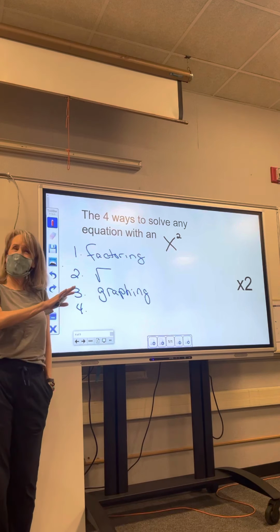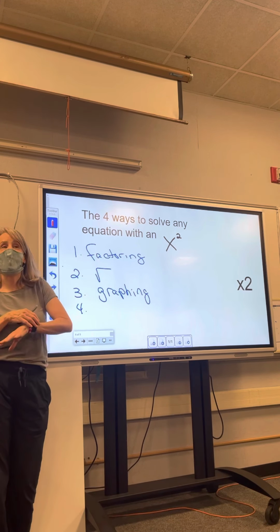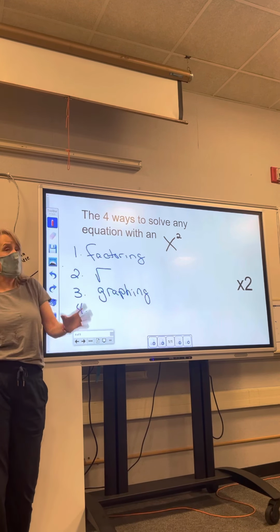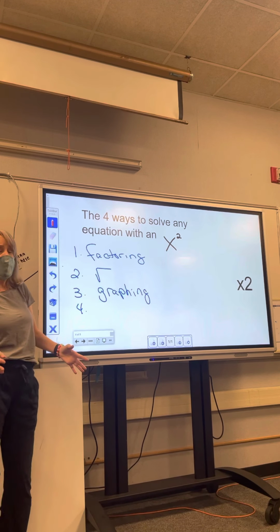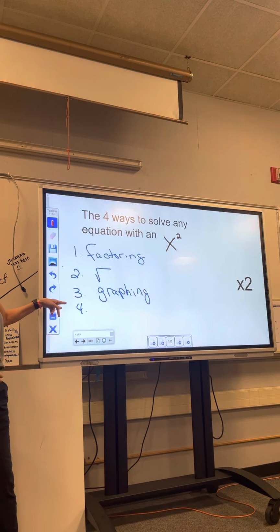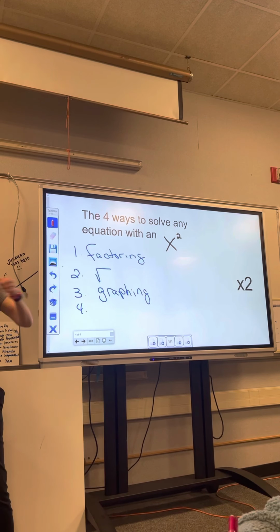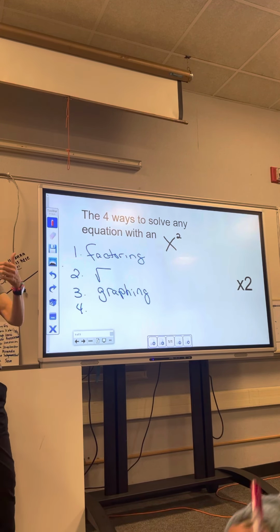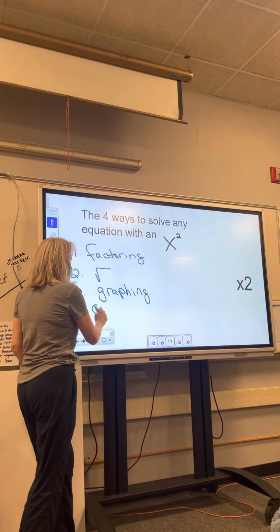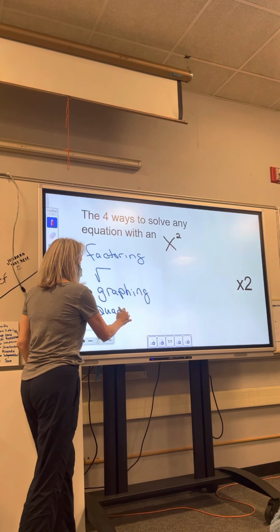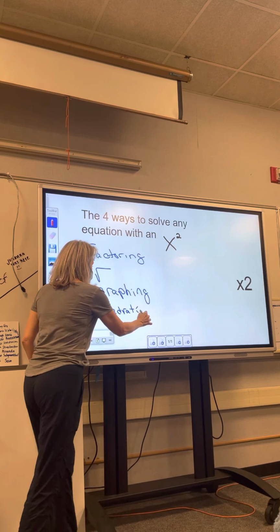The last way is the yuckiest way. We don't spend a ton of time on it, but the reason we have to learn it is it always works. I had one kid in one of my classes one year who said, can I just use method 4 for everything? And I thought, you are like a glutton for punishment, but you can. And it is our friend, the quadratic formula.